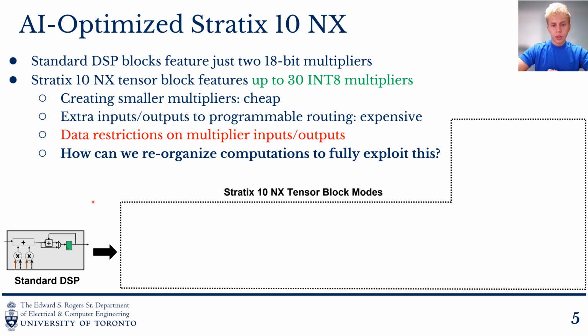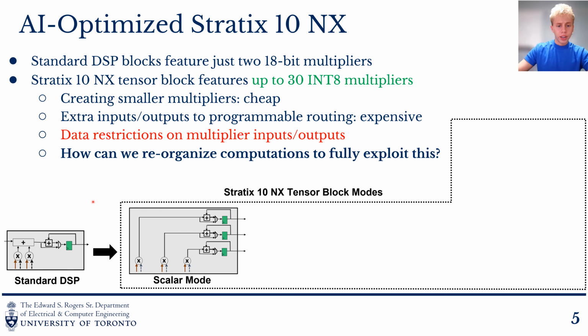Well, there are 3 different tensor block modes which we take advantage of in our work. The first is scalar mode. In scalar mode, we use the least amount of multipliers in the tensor block. We have the least amount of restrictions as well. So we have 3 completely independent multipliers here and 3 independent outputs here. But again, we're only using 10% of the multipliers inside the tensor block.